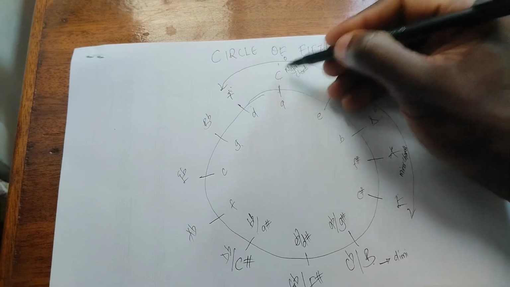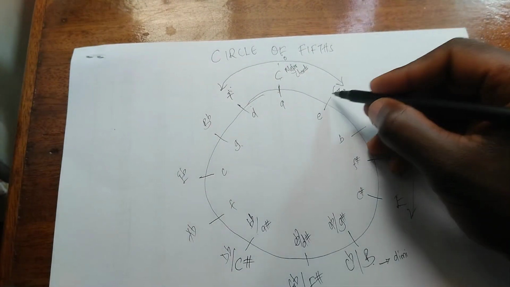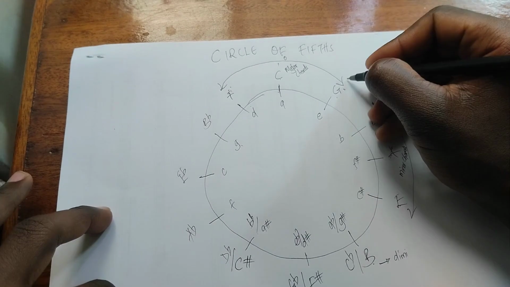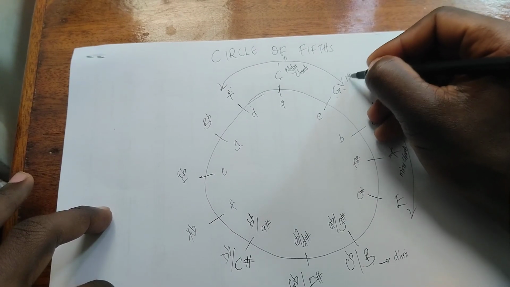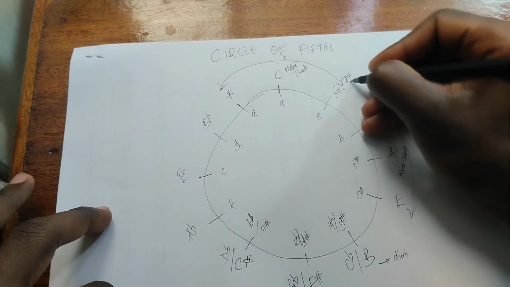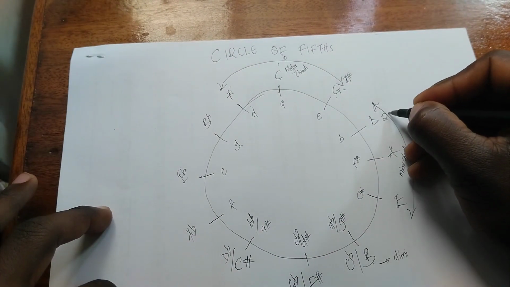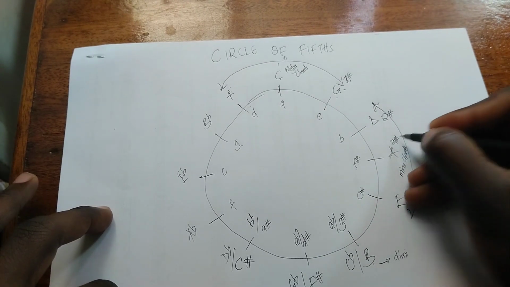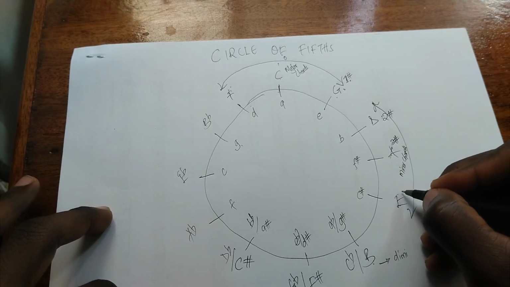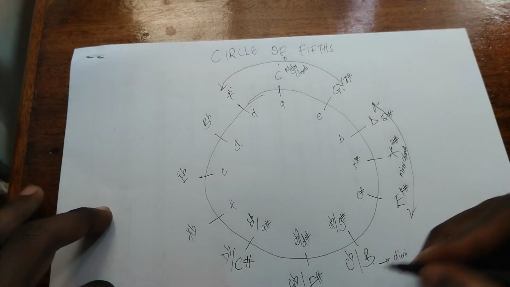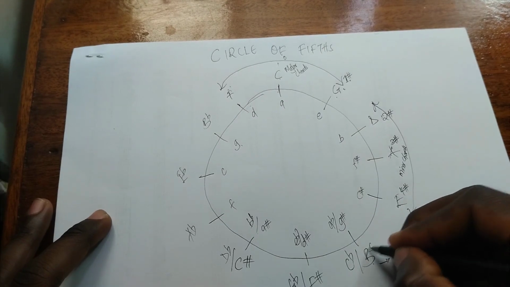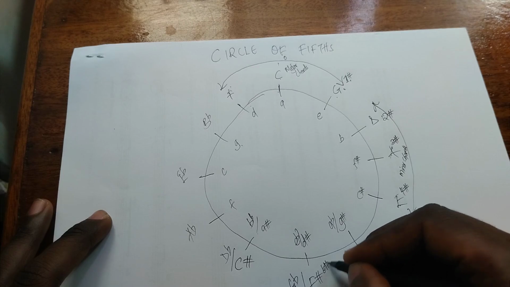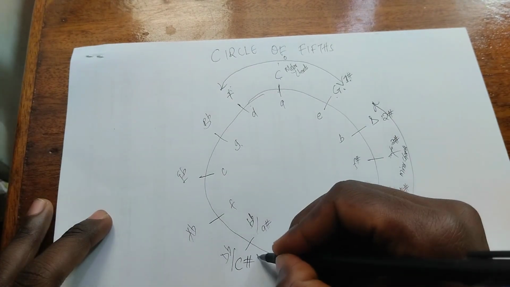Flats or sharps for C: it is 0. There's no flat, there's no sharp. Now, going a fifth ahead, G has 1 sharp, then D has 2 sharps, then A has 3 sharps. Then E major has 4 sharps, B major has 5 sharps, F sharp major has 6 sharps, and C sharp major has 7 sharps.